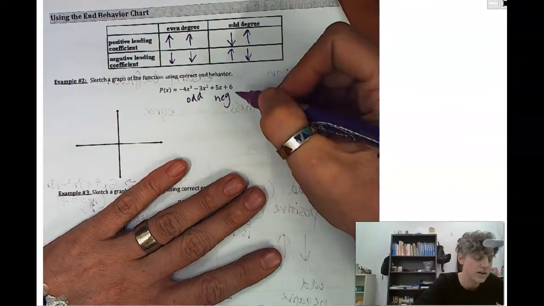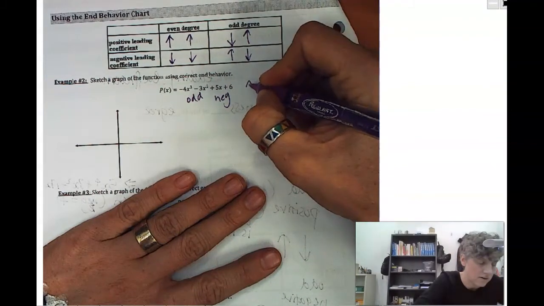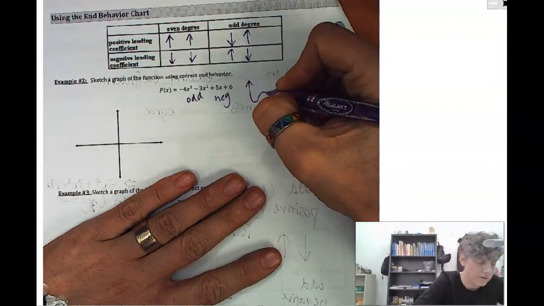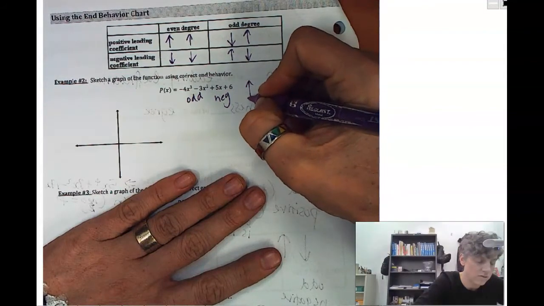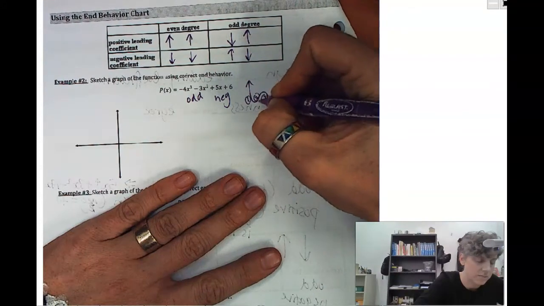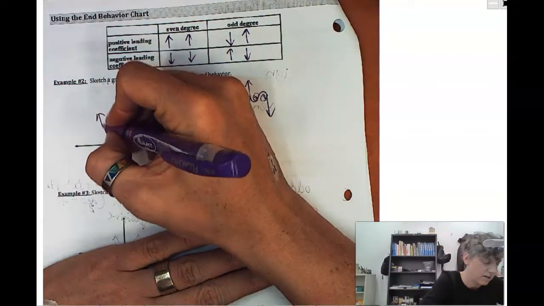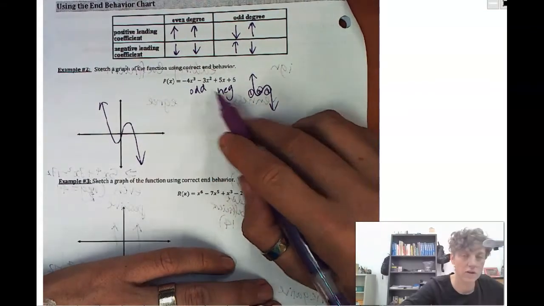It's a cubic, so that means we have 3 directions, kind of. 1, 2, 3. Down, up, down. It's going to look like down, up, down. That's our negative cubic.